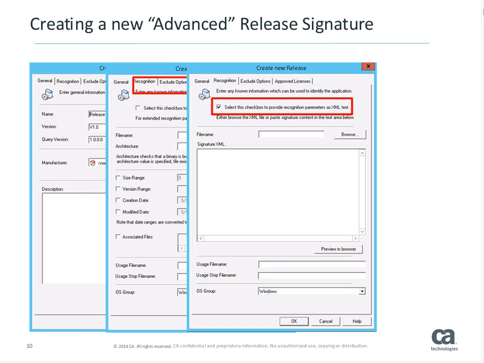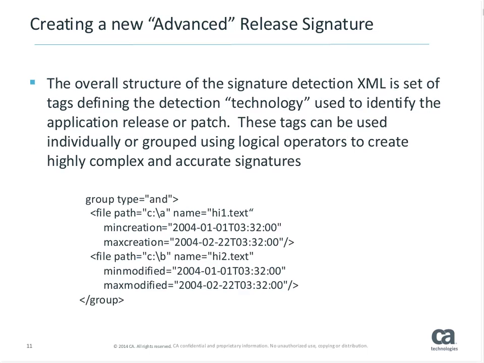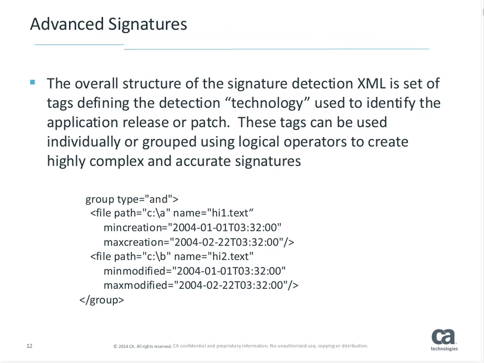So you drill down. Now you can select the signature XML. So you create the signature in an XML format. You basically browse through it, find and cut and paste the XML into the command here on the right. And here's an example of what your XML would look like.